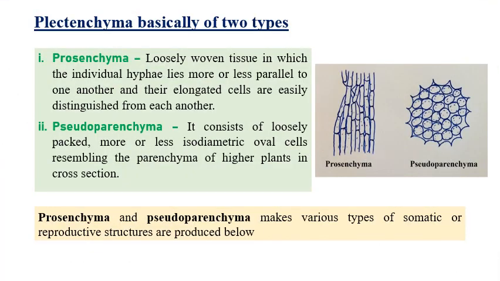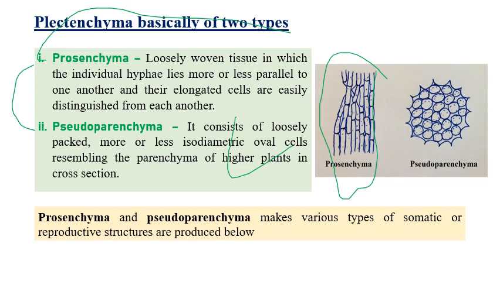Plectenchyma is basically of two types. The first one is prosenchyma, the second one is pseudoparenchyma. On the right side I have given pictures of prosenchyma. Here these are the Hyphae, and the individual Hyphae lie parallel to each other. Many Hyphae lie parallel and are interconnected to each other. This interconnection or loosely interwoven tissue, where the Hyphae lie side by side, is called prosenchyma.